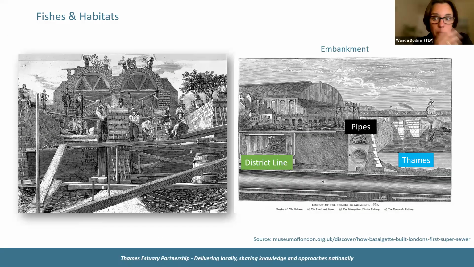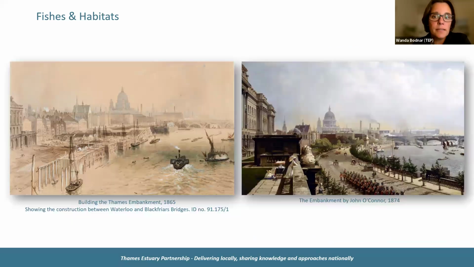The construction took place from 1859 to 1865, and in the process, the embankments were built to encase and conceal these pipes. This meant that the river was significantly narrowed down, and with that, the flow at the tidal range increased. And of course, this also meant that important intertidal habitats were also lost.